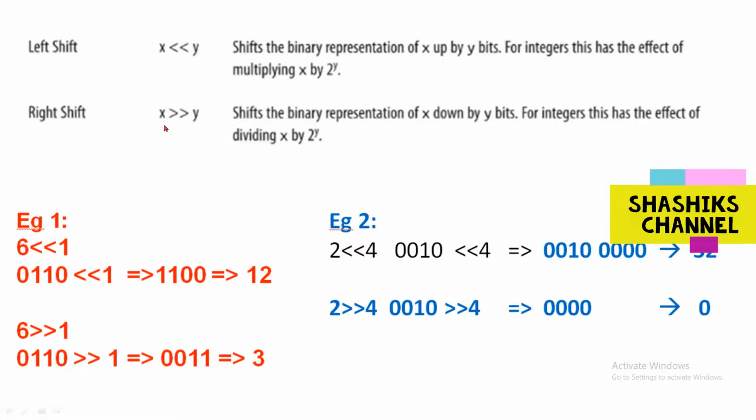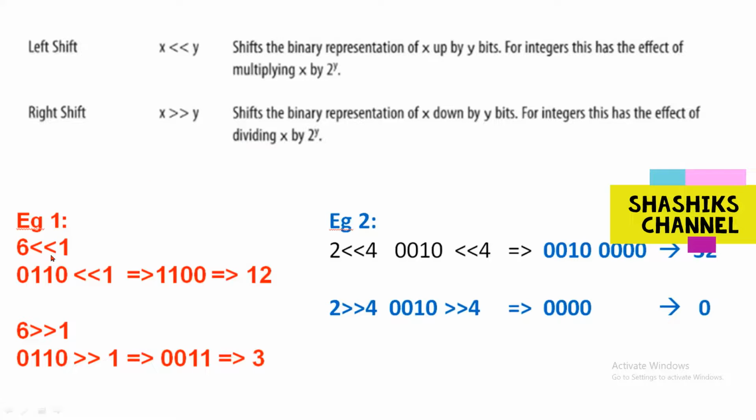When you do right shift operation, it is represented by greater than symbols. X right shifted by y means shift the binary representation of x down by y bits, which means the bits of x would be shifted right by y bits. This is equivalent to x divided by 2 power y.